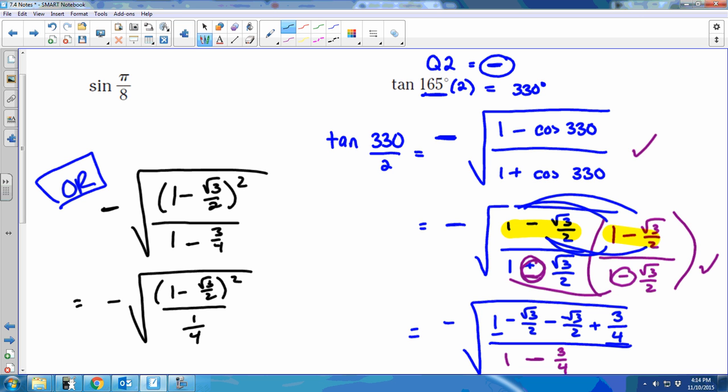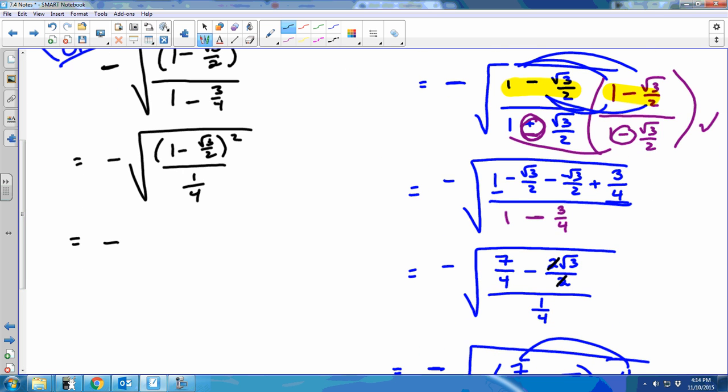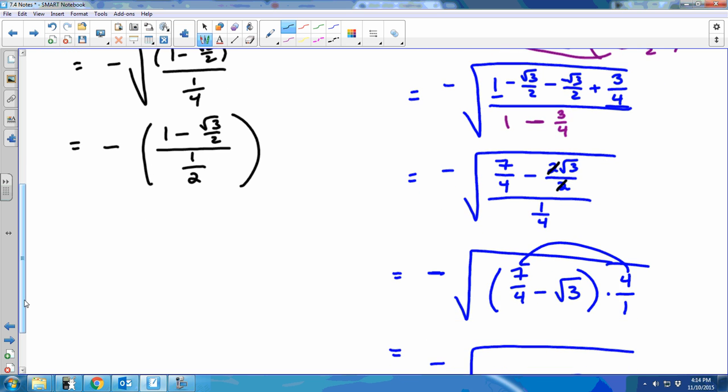Now, since we have the square, we want to get rid of that. We can take the square root of the numerator and denominator separately. So the square root of the numerator is just 1 minus the square root of 3 over 2. And the denominator, you take the square root of a fourth. Well, square root of 1 is 1, square root of 4 is 2, so you have a half. So now you just have a fraction divided by a fraction, and we can multiply by the reciprocal. We have 1 minus the square root of 3 over 2, all times 2 over 1.